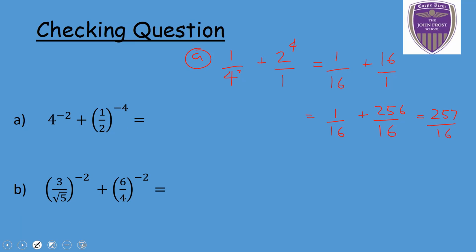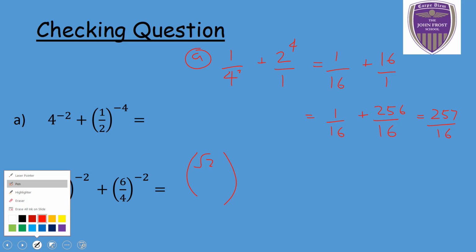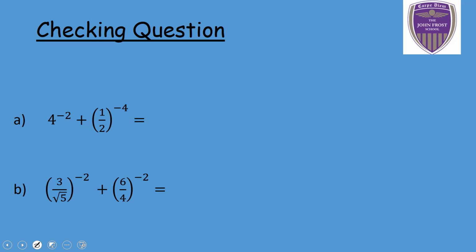Right, let's have a look at B now. I hope I'm going to have enough room. We're going to end up with root 5. Oh my goodness, this isn't very good. I don't know if I can erase this. There, we got rid of everything. Okay, so we'll start this one again up here.